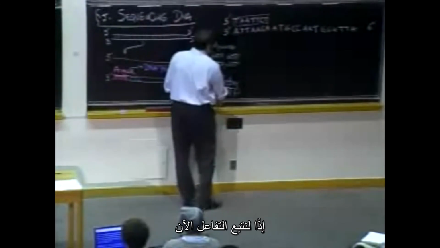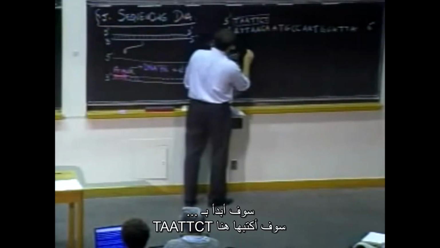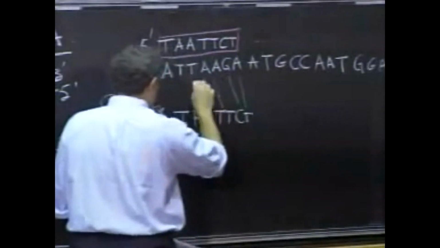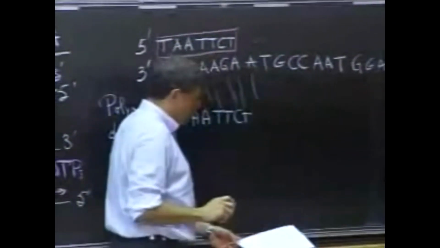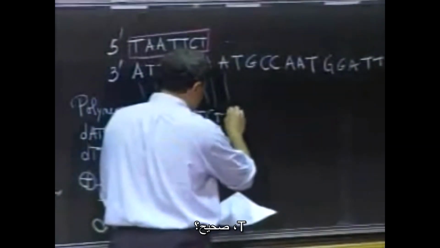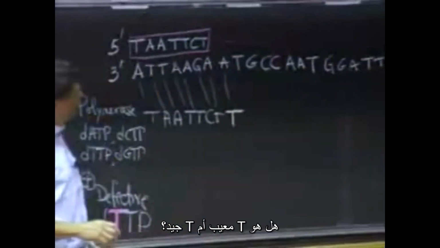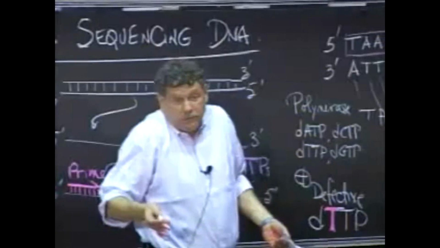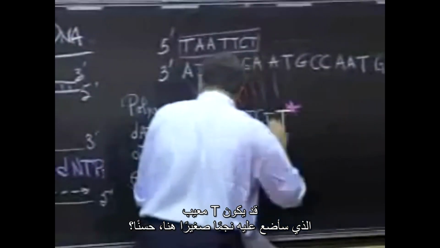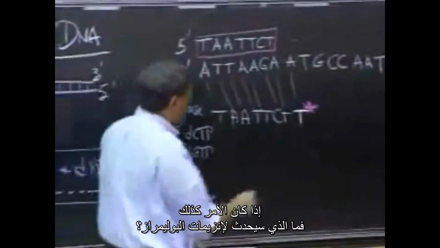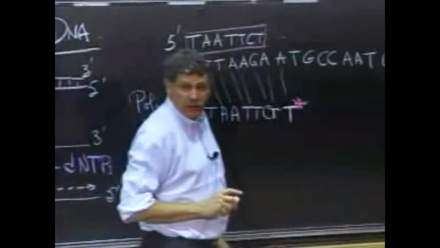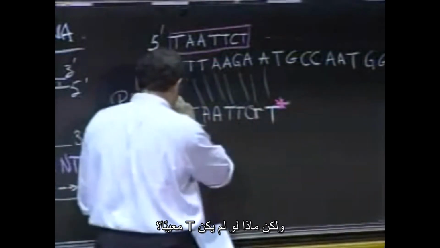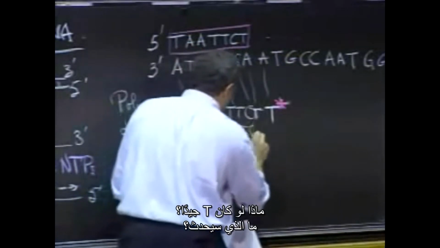So now let's follow out my reaction. I'm just going to write them down here, T, A, T, T, C, T. What's the next base I'm going to put in? T, okay? Is that a defective T or a good T? I don't know. Could be. Maybe it's a defective T, which I'll put a little star there, okay? If so, what happens to my polymerase? Stops. Can't go any further because the T is defective. But what if it wasn't a defective T? What if it was a good T?